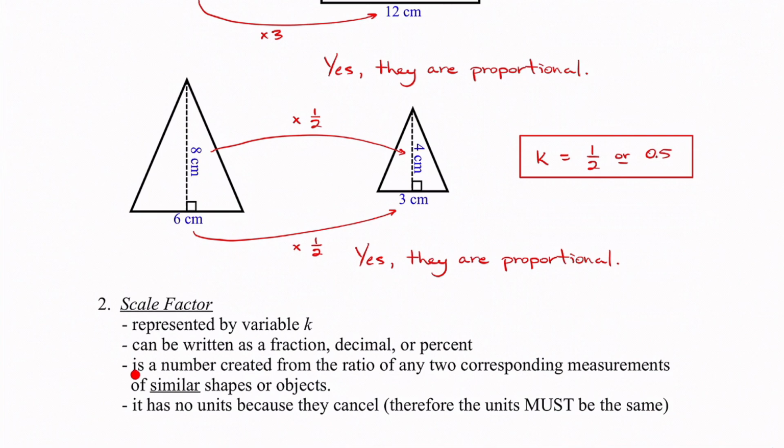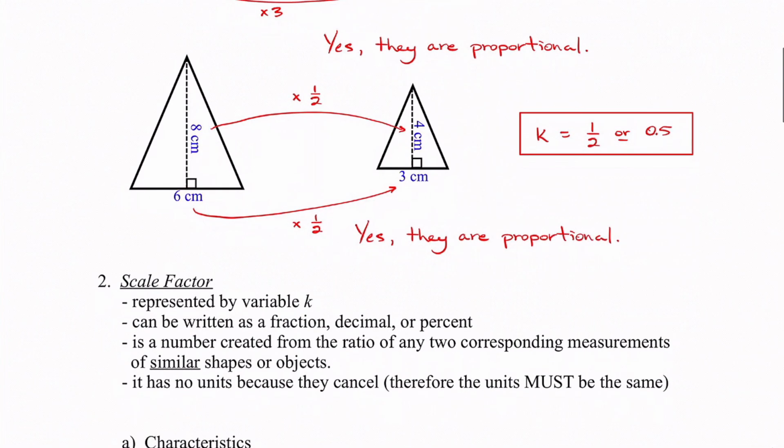The third point says it is a number created from the ratio of any two corresponding measurements of similar shapes or objects. So these two objects, we can see they're both triangles. They're the same kind of shape. They're similar shapes. And the sides also have to be corresponding. Corresponding means like if I looked at the bottom of this one, it has to be the matching or the corresponding side that goes with it. So it'd have to be the other bottom side.